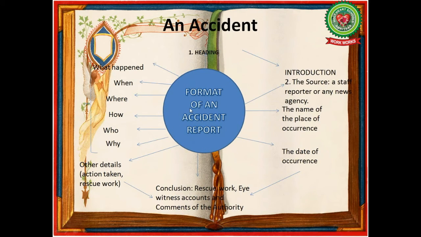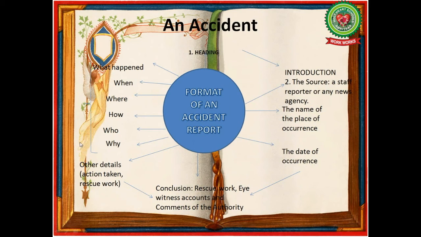Now let us discuss an accident report's format. The first point I had already told you is the heading itself. It will be given in the center. Then in the next line you will talk about the source, that is our byline, a staff reporter or any news agency. Then the date line, you will name the place where the occurrence has occurred. And in the same line you will give the date of the occurrence. It will end with a semicolon.